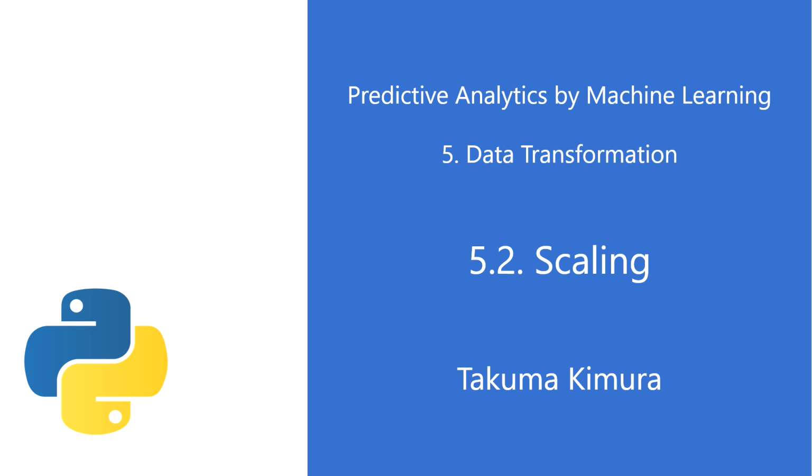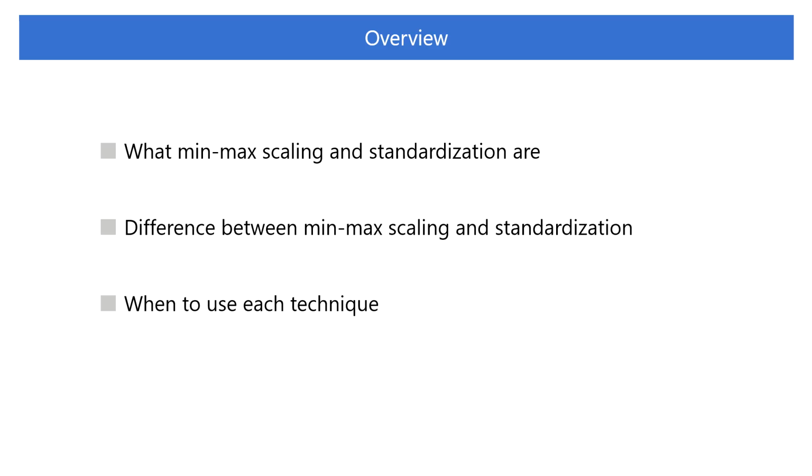Chapter 5, Section 2, Scaling. In this section, we will discuss techniques to adjust numerical data for more effective analysis and machine learning modeling.